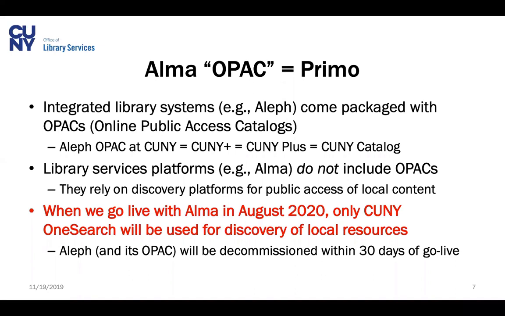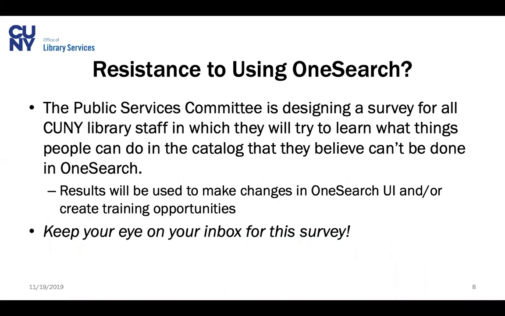This is something I have been saying, at least to the Public Services Committee, since we went live with Primo back in fall of 2014, that when we move to Alma, we will no longer have an OPAC, and OneSearch will have to fulfill that role. And again, we're doing this session today to try to remind folks of this fact and to help you hopefully get acclimated to OneSearch if you haven't yet. And we are aware that not everyone has been using OneSearch, and we are doing what we can to help figure out where the issues lie and how we can help.